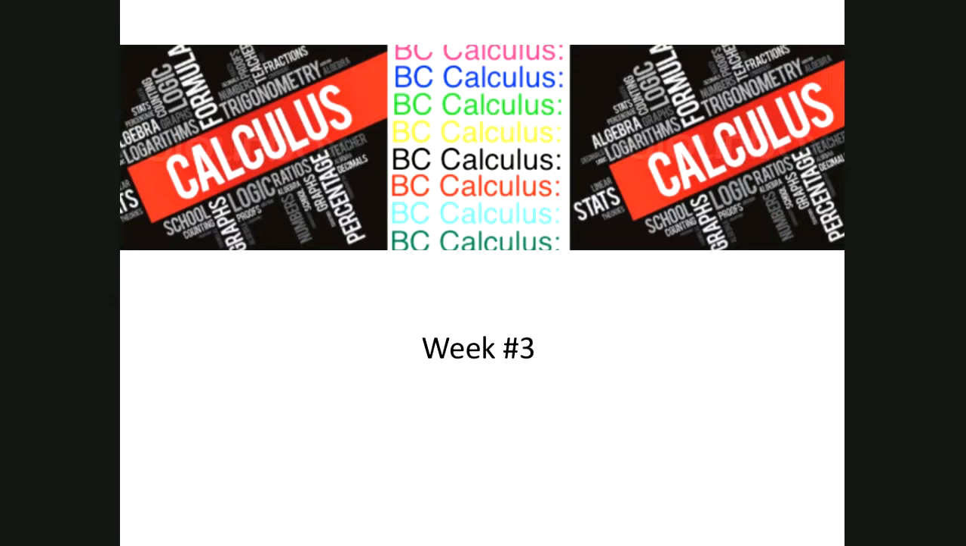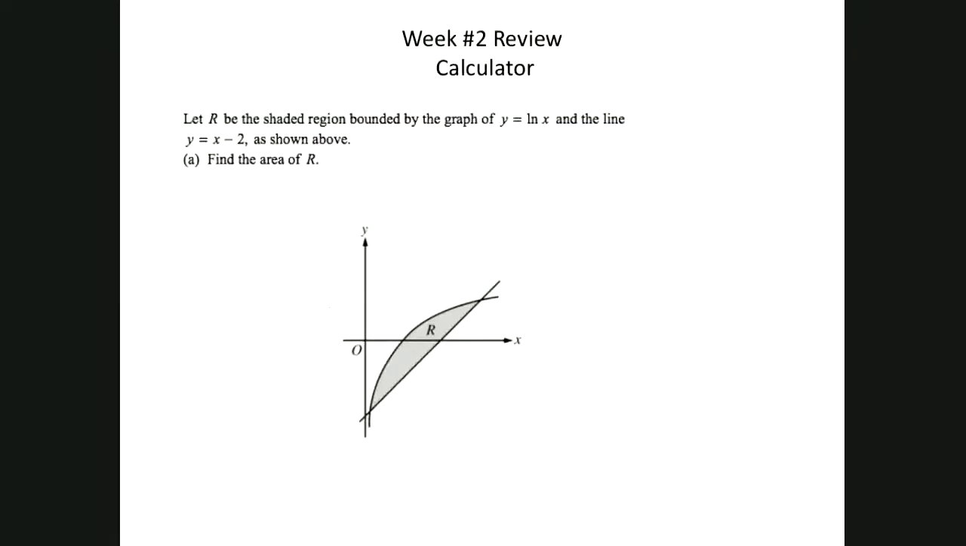All right. Any questions from last week's material? Then let's get going. Let's do a review of last week's. So in this problem, and I do have my calculator here today, so I'm all set. It says, let R be the shaded region bound by the graph of y equals the natural log of x and the line y equals x minus 2 as shown below. Find the area of R.